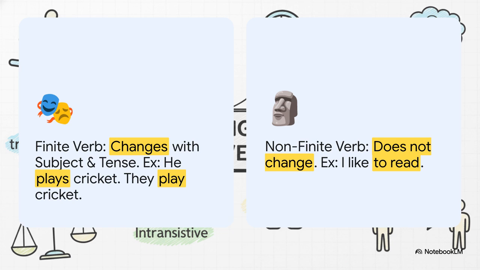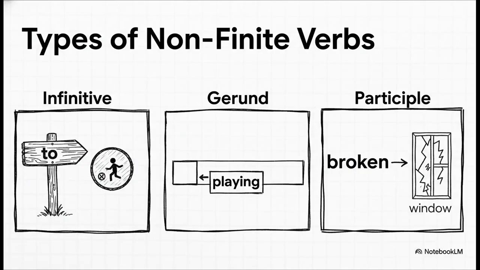But a non-finite verb, it stays the same no matter what. In both I like to read and he likes to read, the verb to read doesn't change one bit. It's stubborn. Now, these non-finite verbs come in three main flavors. You've got the infinitive, which is usually that to form like to play. Then there's the gerund, which is the ing form of a verb that's pretending to be a noun, like in the sentence, playing is fun. And finally, you have the participle, like broken in the broken window, which often acts like an adjective. Just being able to spot these is a huge step forward.